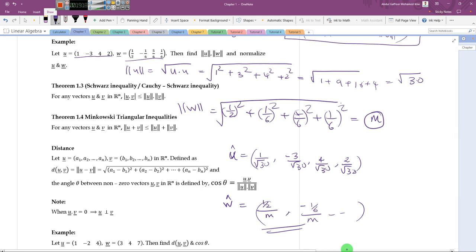Now we will do theorem 1.3, which is called the Cauchy-Schwarz inequality, and the Minkowski triangle inequality. I will make separate videos explaining the proof and verification of these two theorems, and we will move to the next topic called distance. In the tutorial also we will have some questions where we have to verify this inequality and this inequality. This is very simple. Taking examples for u and v, we can verify these theorems and we can prove them as well.